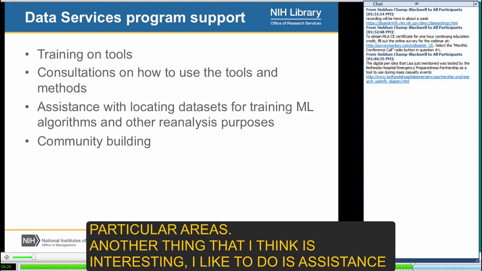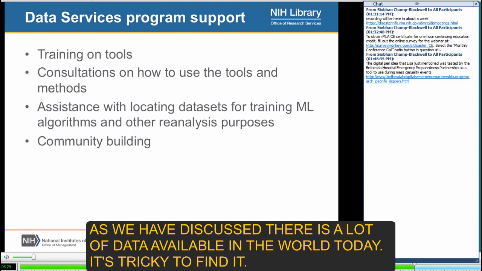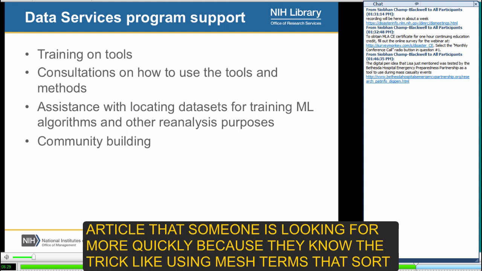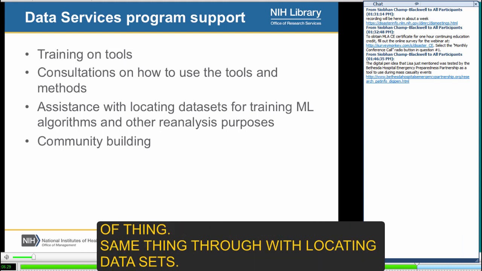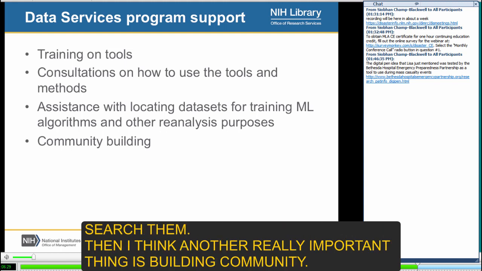Another thing that I think is kind of interesting and I like to do is assistance with locating data sets, the raw data of doing data science. As we've discussed, there is a lot of data available in the world today, but it's kind of tricky to find it. In the same way that a librarian knows how to use PubMed and might be able to find the article someone's looking for more quickly because they know the tricks like using MeSH terms, the same thing is true with locating data sets. Researchers are not as conversant with what the repositories are and how to search them. So that's something that I assist with.